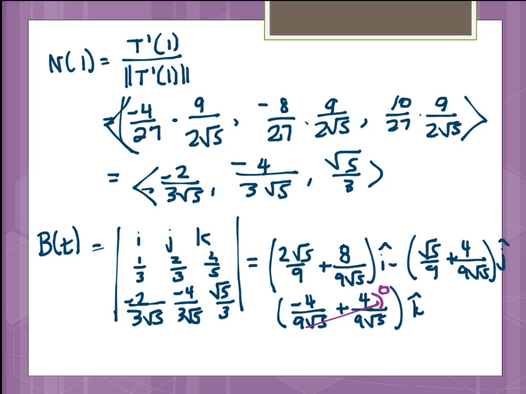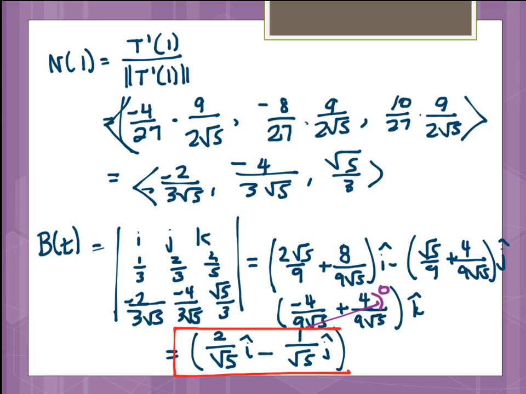Okay. All right, so if we simplify the pieces that we have, we find that we get 18 over 9, that's like 2 over square root 5, times i, minus 1, it would be 9 over 9 square root of 5, so this is minus 1 over square root of 5, j. And that is our binormal vector, B of t.